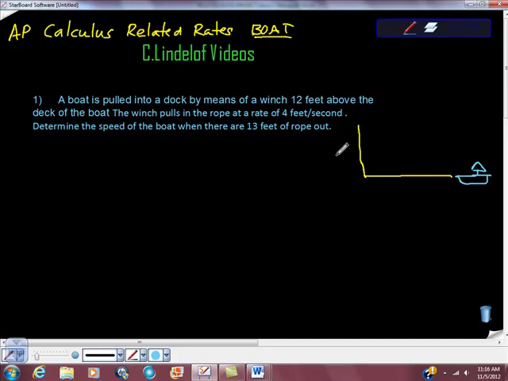What I'm saying to you is that y of t is equal to 12. We have this rope here, and how many feet long does it say? 13 feet of rope is out. So check this out for a second. Hopefully you can see how this is coming together. 13. This is a right angle, so we have a triangle here. The first thing I'm going to gather up is, what do we know? So here's my picture.